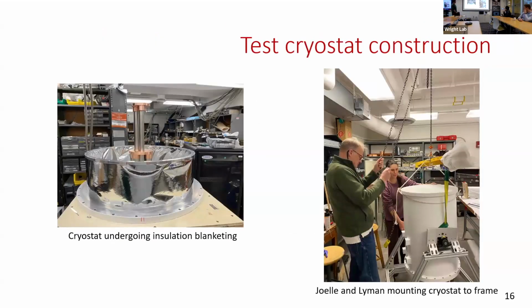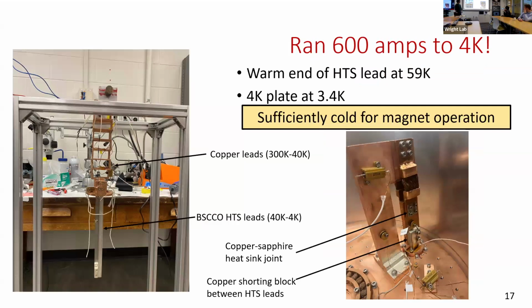To hold this test magnet, we built a test cryostat. You can see Joel and Lyman there mounting it into its frame, as well as the cryostat undergoing MLI blanketing. And these are our high current leads. In order to operate the magnet at 550 amps, you need to find some way to send 550 amps from 300 Kelvin to 4 Kelvin. And yes, this is a lot of current.